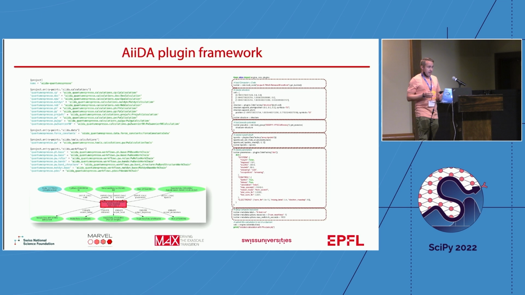As I mentioned, AiiDA has a pluggable framework, and by that I mean that you can create your own Python package to create a plugin and use the Python entry point system to declare new components such as data types, calculations, and workflows. And these can be loaded by AiiDA in Python run scripts to compose and submit your calculations in a very standardized and modular way.